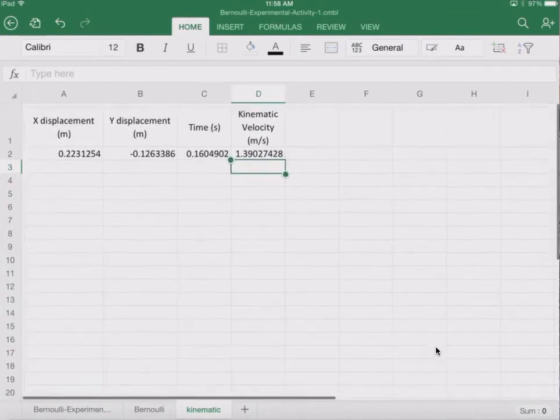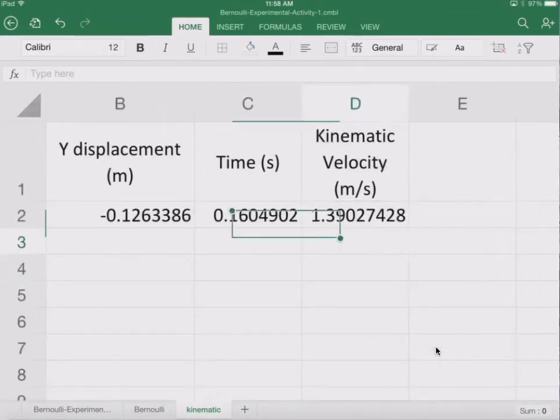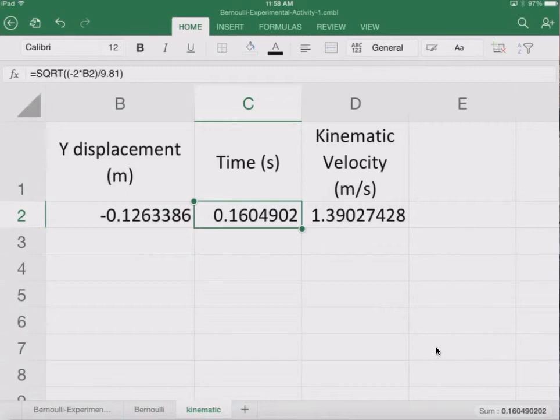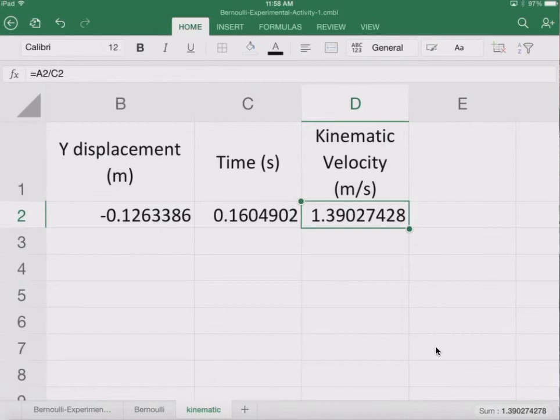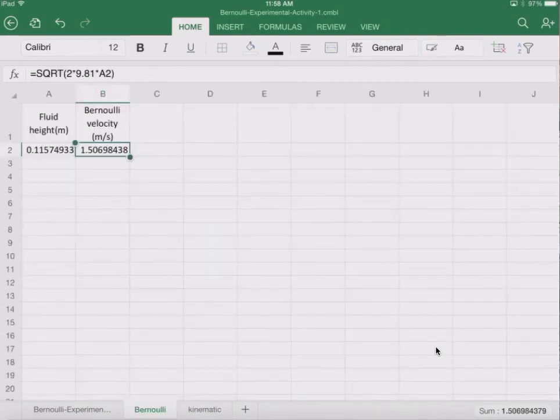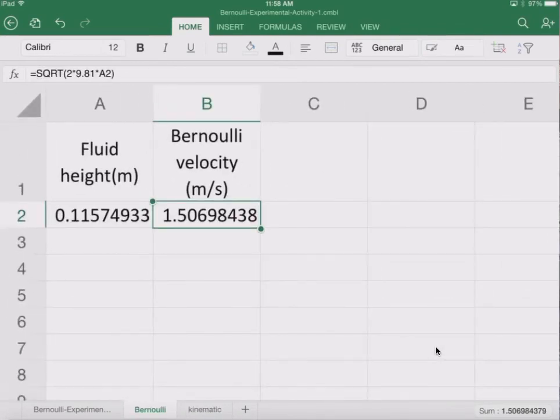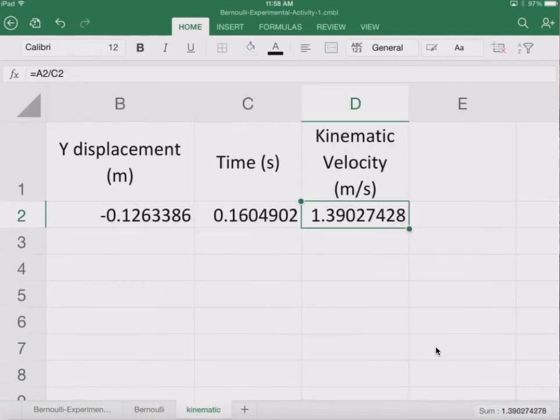All right. So we have our time of flight here, and we have our kinematic velocity right here. In the next video, we are going to look at the percent difference. So we want to see how these two velocities compare. Remember, for Bernoulli, we had 1.5, and for our kinematic equation, we have 1.39. So they're experimentally agreeable to a certain percentage, and we want to find out what that percentage is.